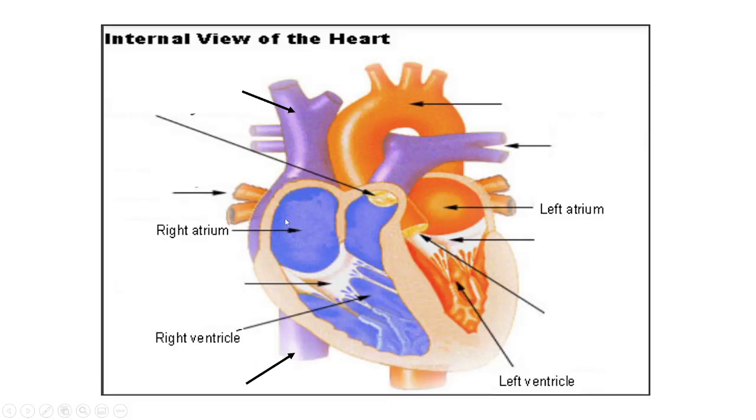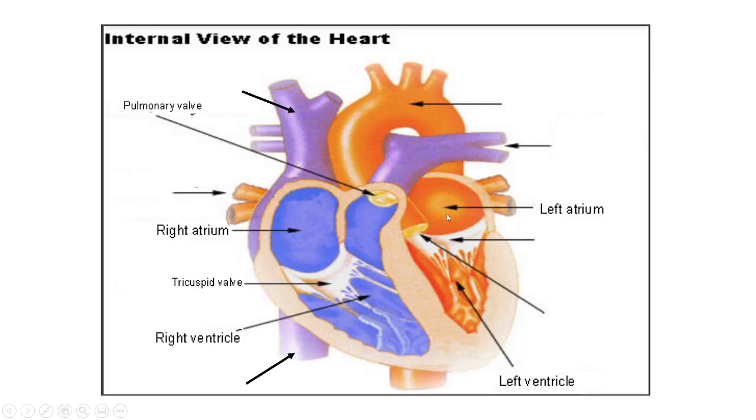So the blood will fill here, and then the muscles will contract and push the blood from the right atrium through the tricuspid valve, which is located here, to the right ventricle, and then the tricuspid valve will close behind. And when the right ventricle starts to contract, the blood will get pushed from here up to the pulmonary valve and to this area over here.